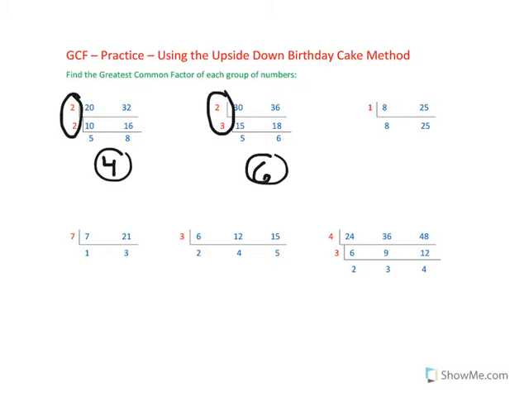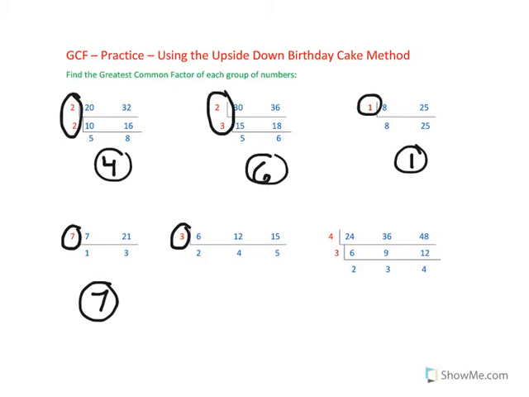For 8 and 25, the only number that goes in is 1. 1 is the greatest number that goes into 8 and 25 evenly. For 7 and 21, I get 7. As it turns out, that 7 is also one of the numbers. One of the numbers will be your greatest common factor if the smaller number goes into the larger number.